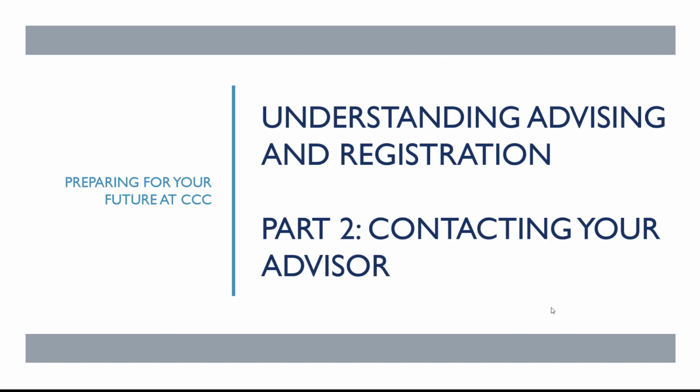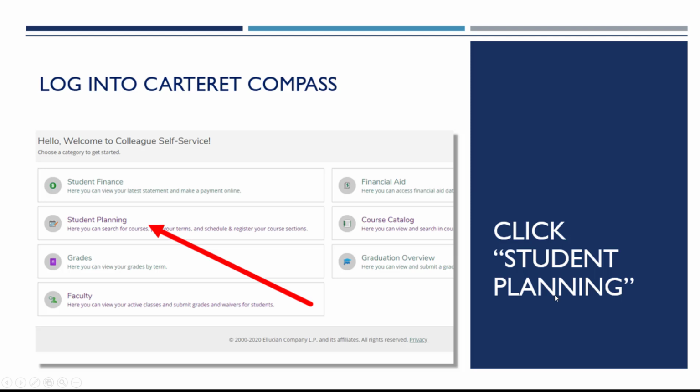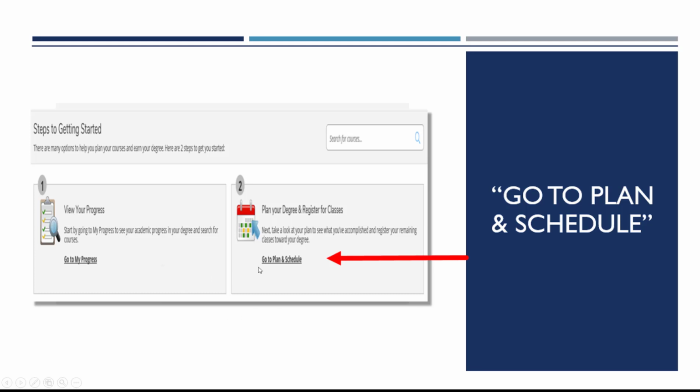At this point, you've made your academic plan, so you know what classes you want to take for your future. Now you need to contact your advisor, and then finally part 3 is registering for classes. So to find your academic advisor, when you're on your homepage of Carteret Compass, click Student Planning, and then go to step 2 that says Go to Plan and Schedule.